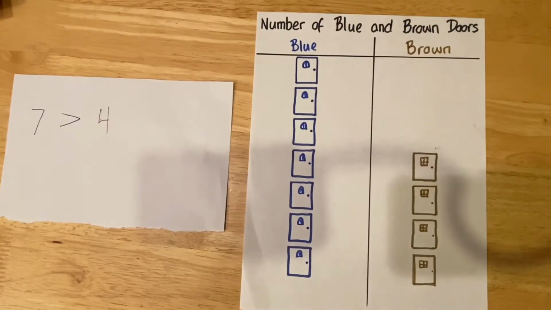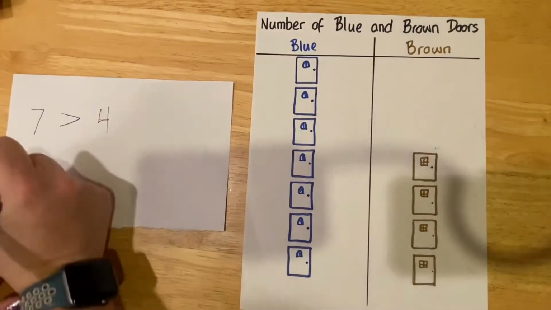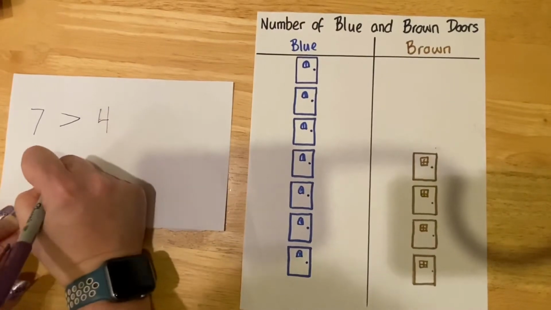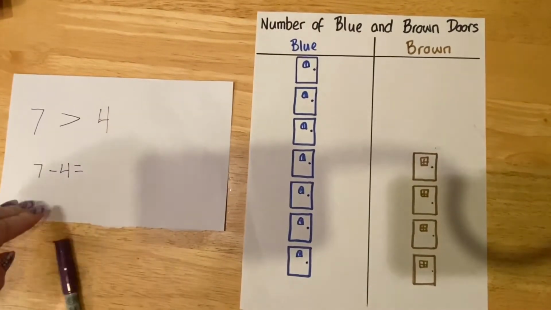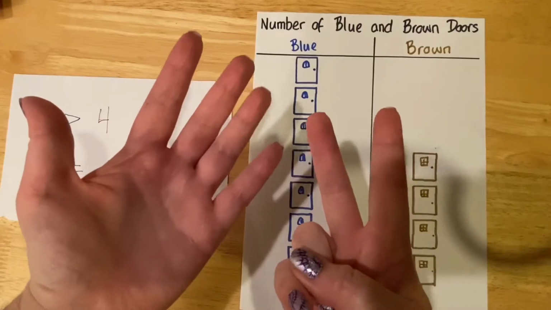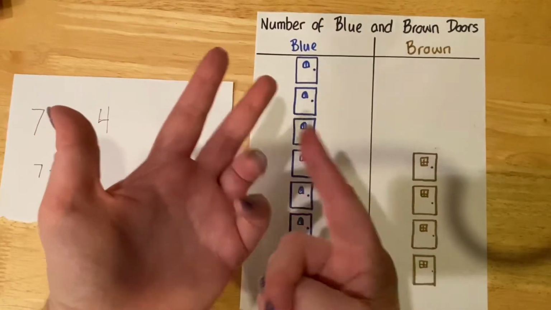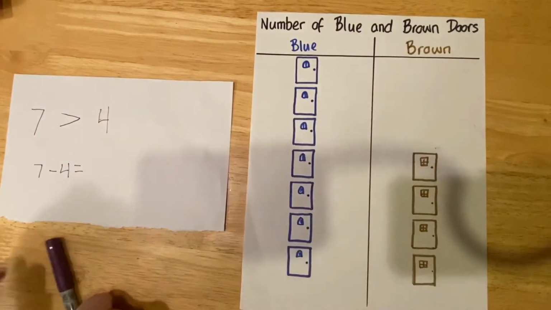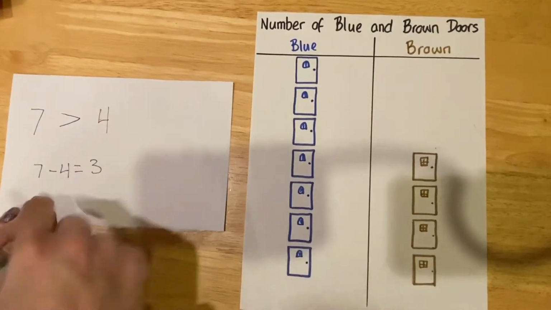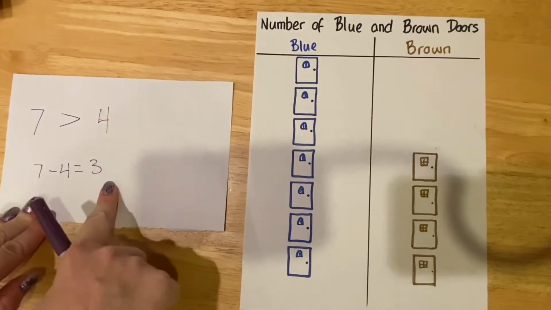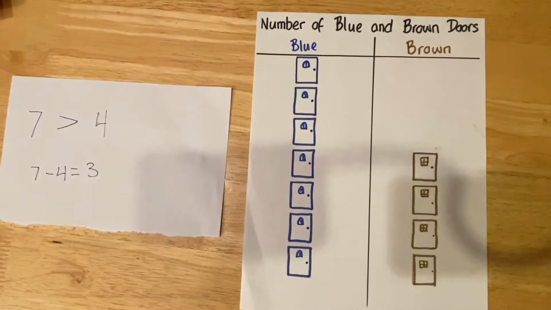I could also do a number sentence with that. I could do 7 take away 4. I could do 7 fingers and take away 4. 1, 2, 3, 4. How many are left? 3. 7 take away 4 equals 3. There are 3 more blue doors than brown doors. That's very interesting. Maybe the next time you go on a walk, you could collect some data, see how many blue or brown doors your neighborhood has.